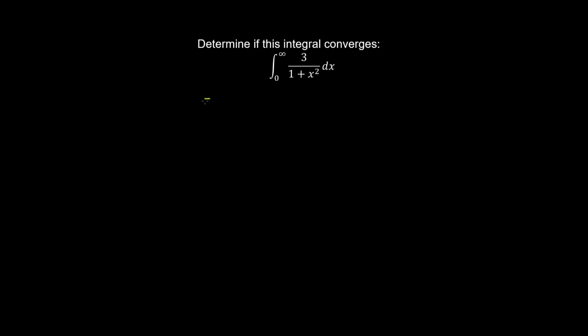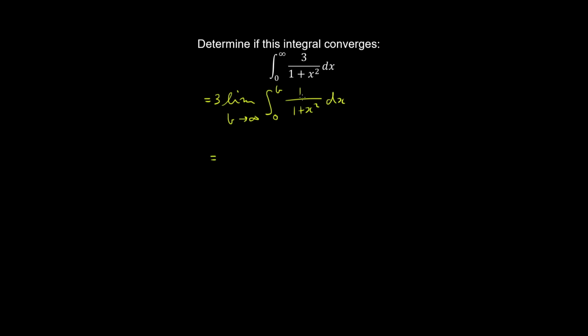Let's determine if this integral converges. So we have an improper integral because we have a limit of integration that's infinity, so we replace this with a dummy variable and take the limit as the dummy variable goes to infinity. And because we have a constant, we can take the constant outside. So what we have is 1 over 1 plus x squared with respect to x.